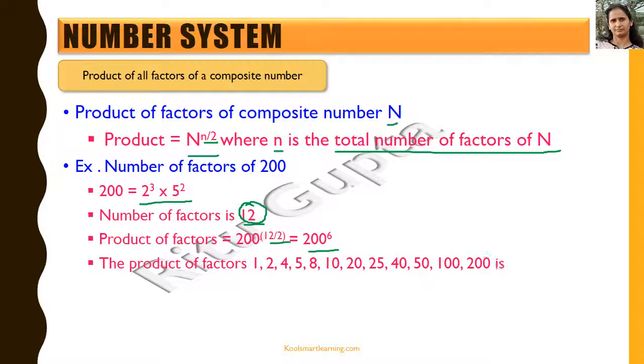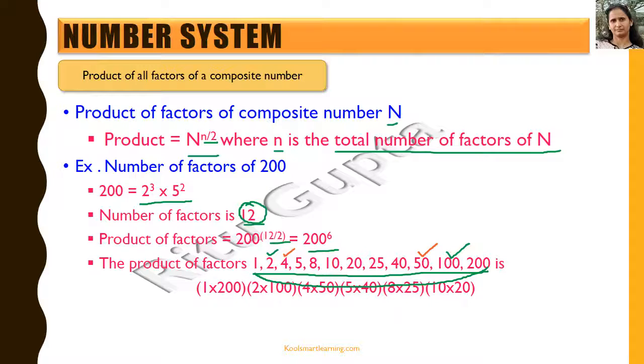Now let's see whether it actually comes out to be that or not. So we know that all the factors of 200 are these. Now if we want to find out the product of these factors, we can pair them up in sets of 2. Like we take 1 and 200 and the product gives us 200. Similarly, we take 2 and 100, that gives us the product as 200. We take 4 and 50, the product gives us 200, and similarly we take other pairs.